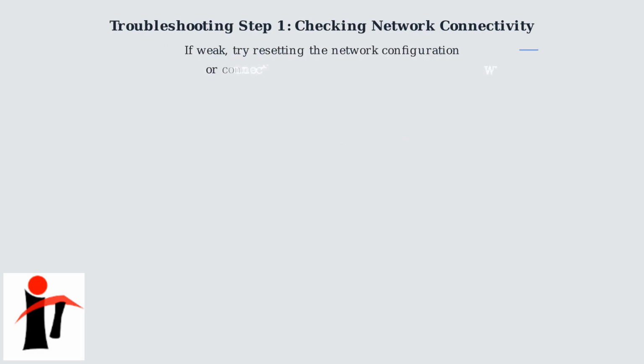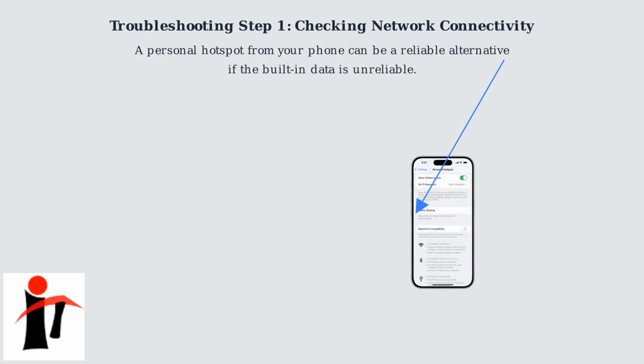If the signal is weak, try resetting the network configuration or connecting to a stable Wi-Fi network. Ensure the vehicle's SIM card is active and has good data coverage. A personal hotspot from your phone can be a reliable alternative if the built-in data is unreliable. Tesla recommends using a personal hotspot for stable connections.